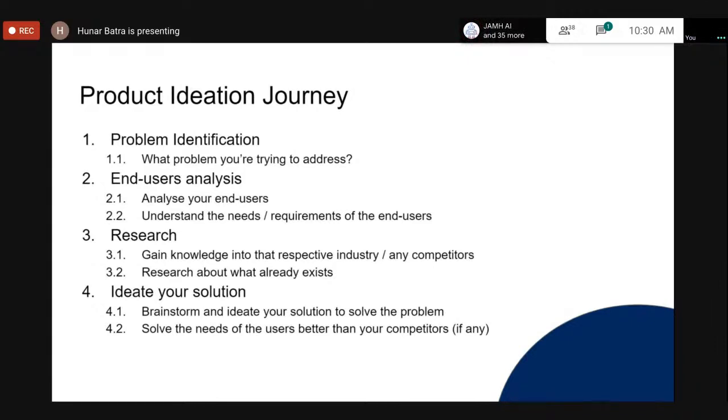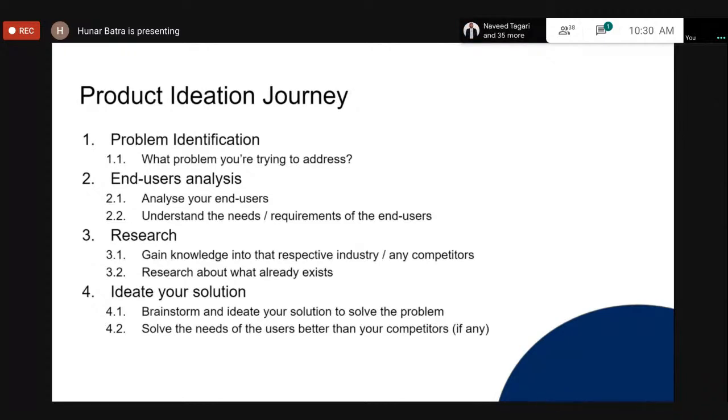So, continuing with the product ideation journey. After the first and second step, the next step is to do thorough research and gain knowledge of that respective industry. Understand if there are any competitors or patterns that already exist, and research what others are already doing and what is already in the market, so that you can think of making your product a little more unique. So research is very important. You must understand what already exists. Then after that, you should go on to ideate your solution.